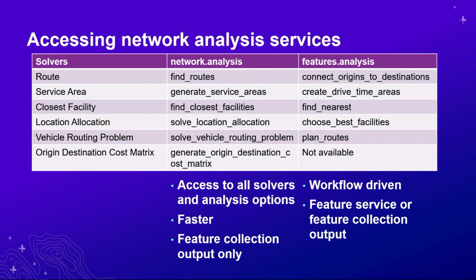The ArcGIS API for Python includes network analysis capabilities that can be accessed in more than one way, though the network.analysis methods and the features.analysis methods. These do very similar things. The network.analysis methods are faster and give you access to the full range of network analysis capabilities. The outputs are feature collections only. The features.analysis methods are designed for WebGIS workflows and can use feature services or feature collections for inputs and outputs.